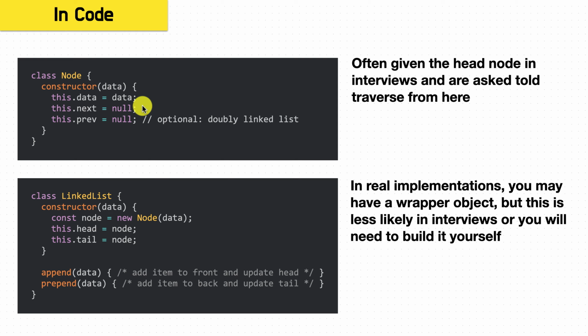If we were to use a linked list in real life, it's possible you could have this wrapper object, which maintains a reference to the head pointer, and possibly the tail, but then gives you other functions and methods to interact with the linked list. But in interviews, it's very unlikely to be given this. You will almost always just be given a head node.